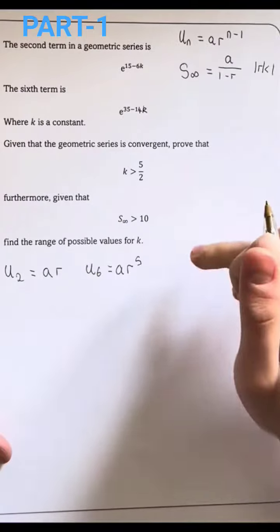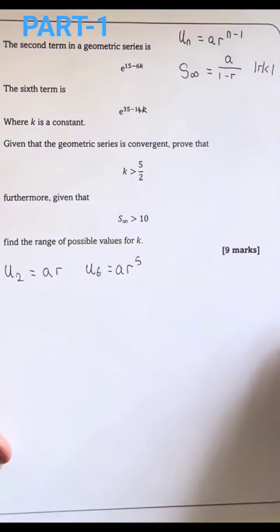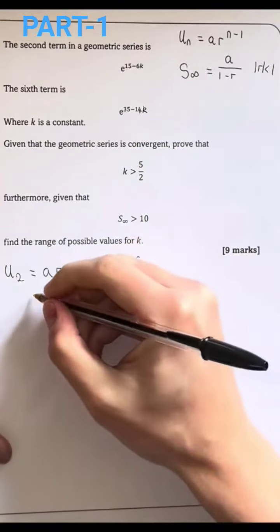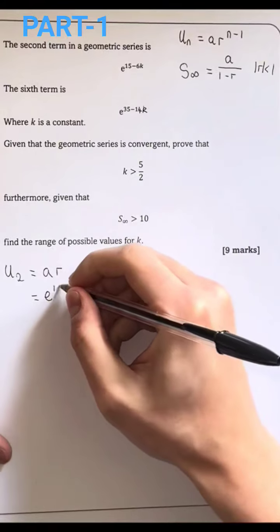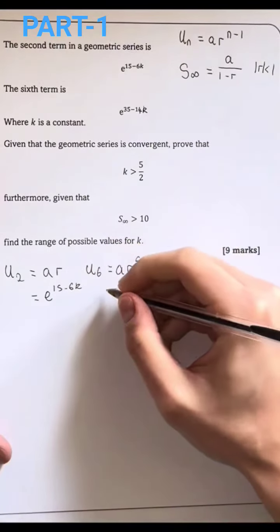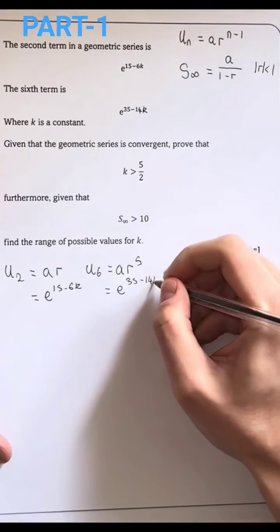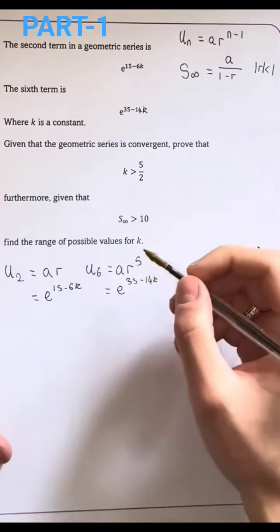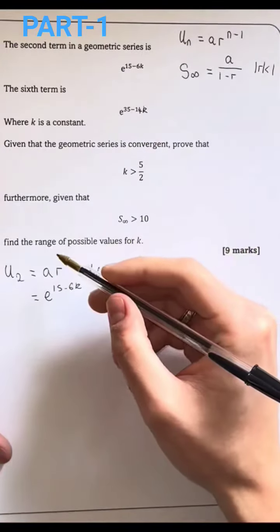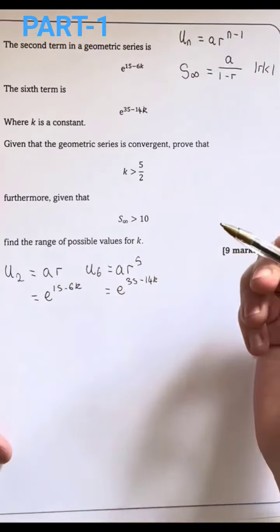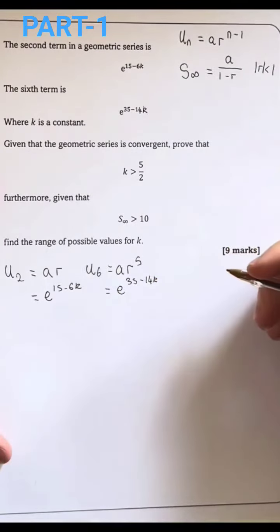But we know what these are, right? We have explicit expressions for these two terms. This is e to the 15 minus 6k, and this is e to the 35 minus 14k. And you can notice that if I take u6 and divide it by u2, the dependence on the a's is going to cancel, and it's going to leave me with an equation that I can solve for r, okay?